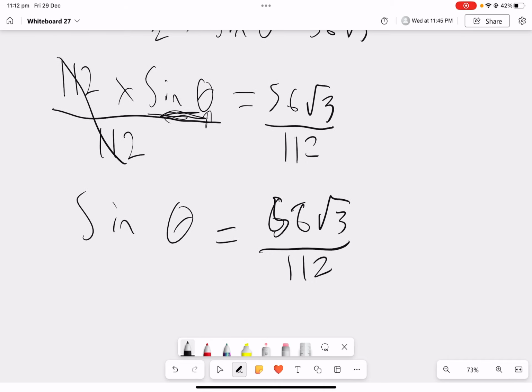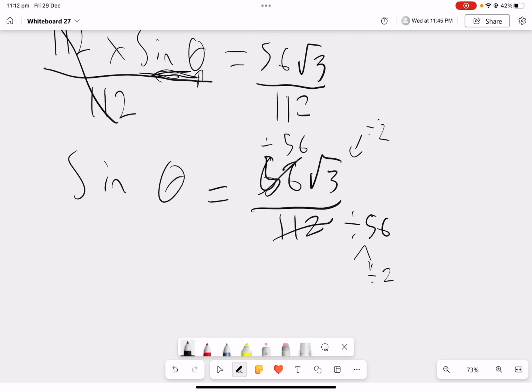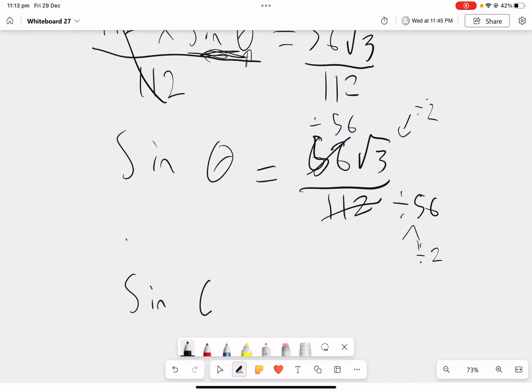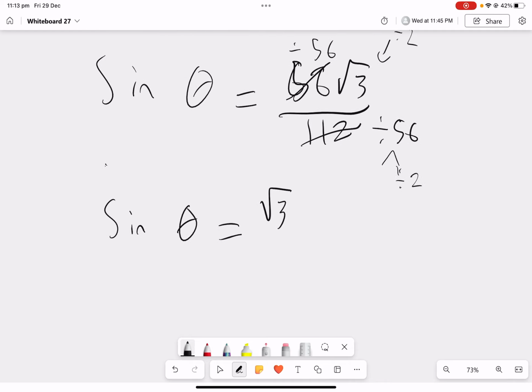But as we can see here, this is actually a common factor. I actually can take out a common factor here. So I'm going to divide the top by 56 and divide the bottom by 56. As a simple rule, you can just divide these two by 2 to get simpler numbers, and you will eventually get the same answer. But I could divide 112 by 56, and I could divide 56 by 56. So sine theta would equal just root 3, because 56 divided by 56 is 1, over 112 divided by 56, which is 2.